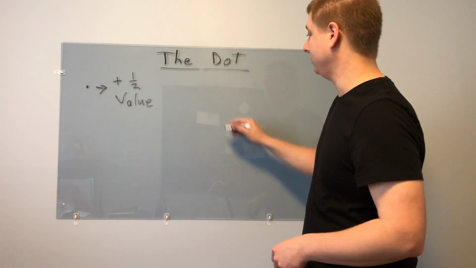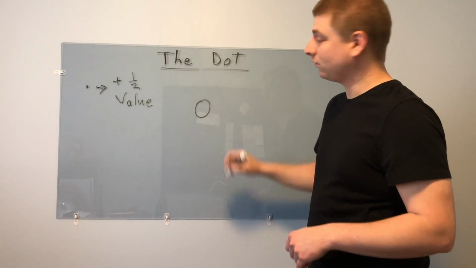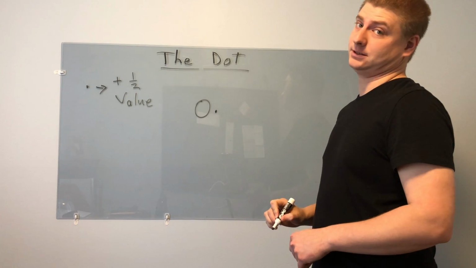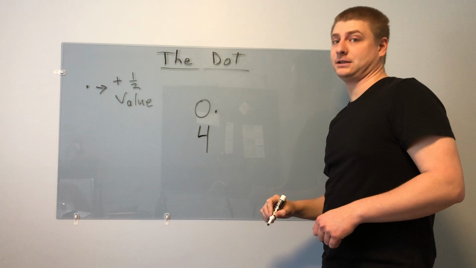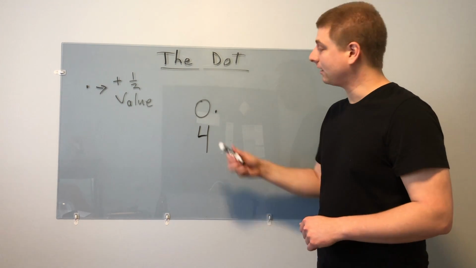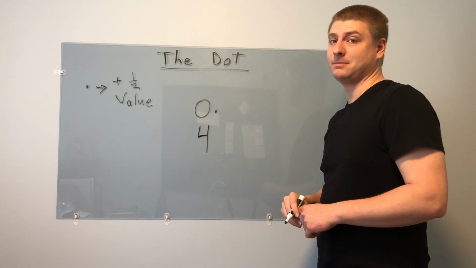Let's do a little bonus round. Here's a whole note. We're going to stick a dot onto it. Normally, a whole note is 4 beats. Let's see if you can figure out how much that dot is going to make it.